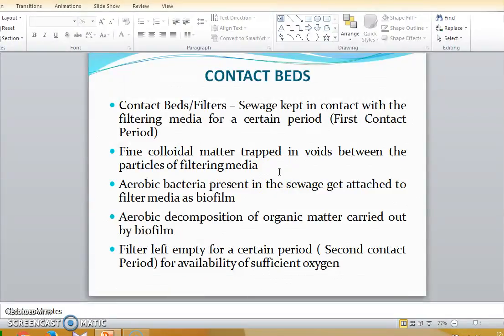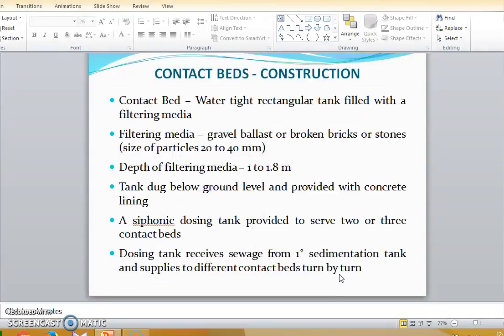And what happens? The aerobic bacteria present in the sewage gets attached to the filter media as biofilm, similar to the slime layer as we have discussed in the trickling filter. And here also aerobic decomposition of organic matter is carried out by the biofilm. Then for a certain period, the filter is left empty for availability of sufficient oxygen, and this is known as second contact period.